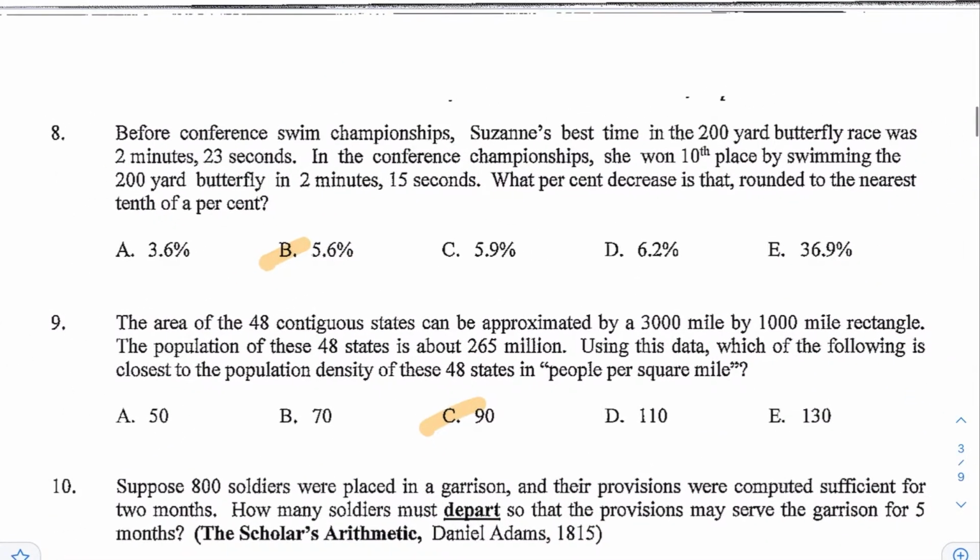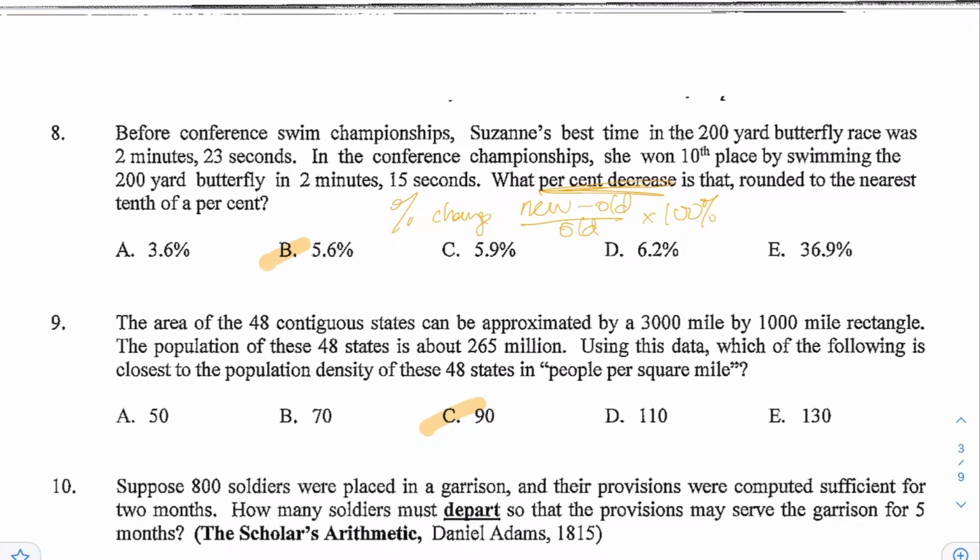Next, for number 8, before conference swim championships, Suzanne's best time for the 200-yard butterfly race was 2 minutes 23 seconds. In the conference championships, she won 10th place by swimming the 200-yard butterfly in 2 minutes 15 seconds. What percent decrease is that rounded to the nearest tenth of a percent? So percent decrease is a formula for percent change. It's new minus old divided by old times 100%.